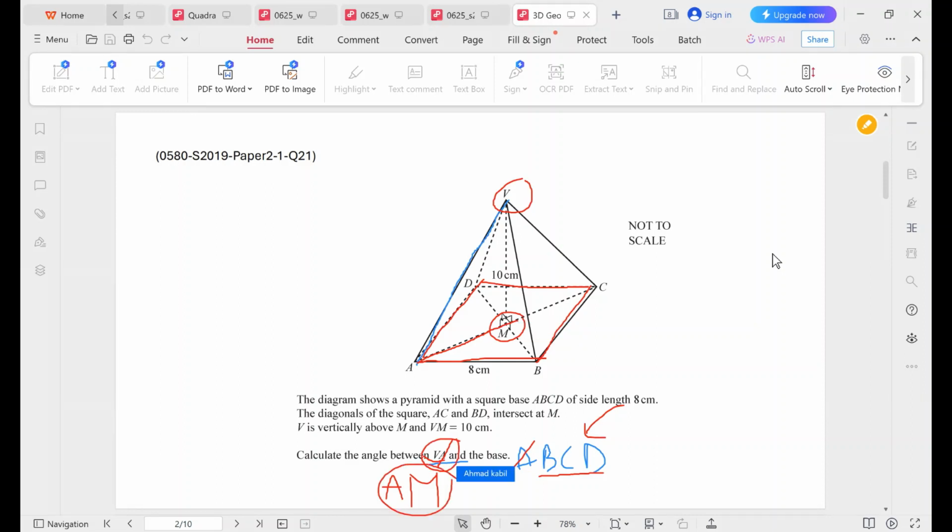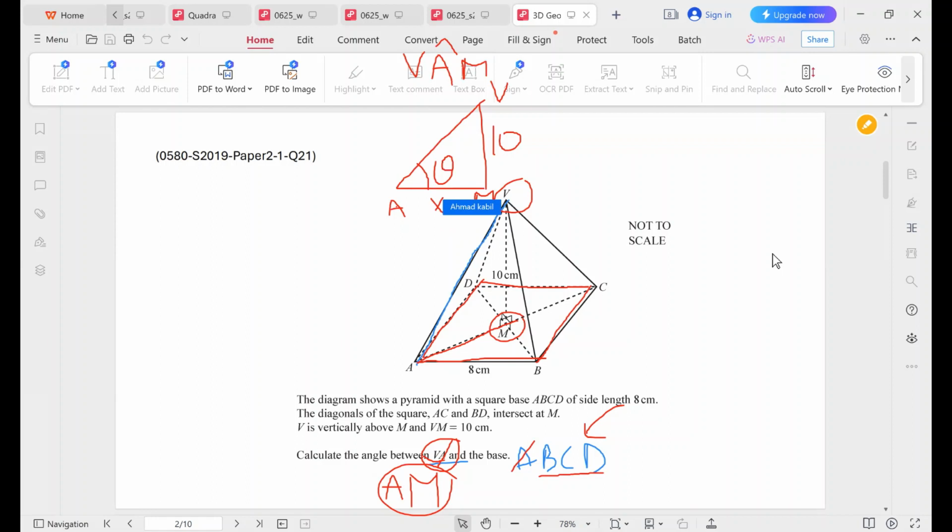So we are looking for angle VAM, and we draw triangle VAM. This is A, this is M, and this is V, and the angle we're looking for is angle theta. We need two sides in order to get the value of theta. We are already given that VM is equal to 10, so we need another side, and it will probably be side AM.